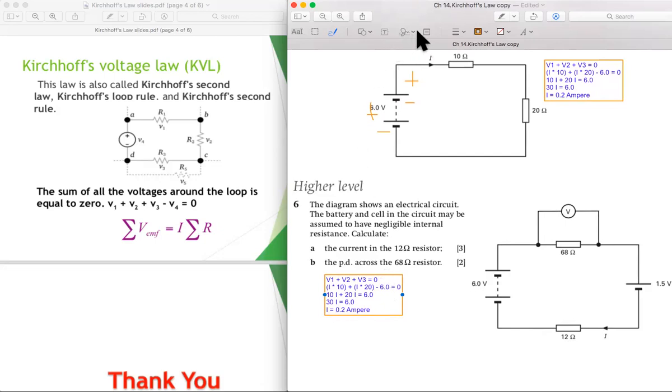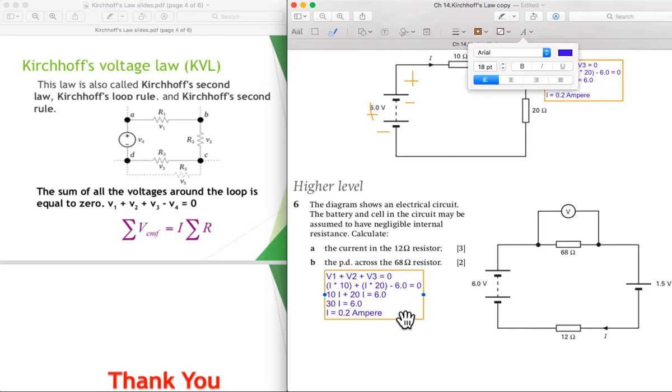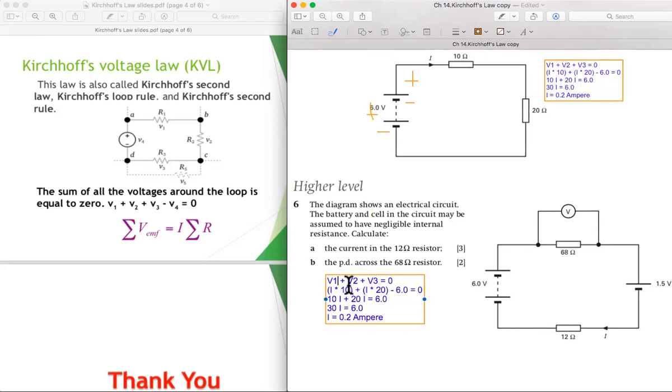Okay, we start from this. V1 plus V2 plus V3 plus V4 equals to 0. Okay, V1, let's say from this, 68. They have I times 68 ohms. Then V2 is in here. Let's say this is positive, so positive first. This is negative, this is positive.